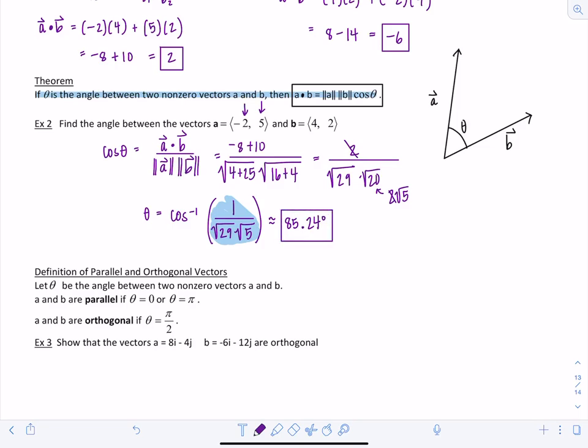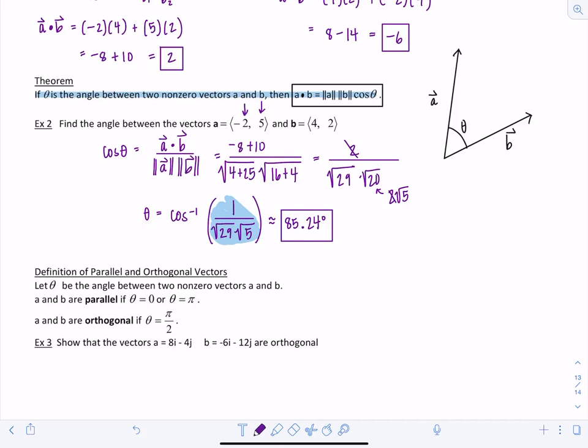Okay, and the great thing too about this theorem is that if your angle is greater than 90 degrees, then you'll be able to compute it, no problem, because we know cosine inverse will give us values between 0 and 180. And you would actually know that the angle between 2 vectors is obtuse, greater than 90, if the dot product between them is negative.